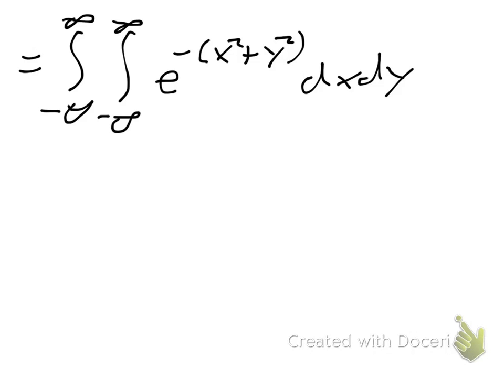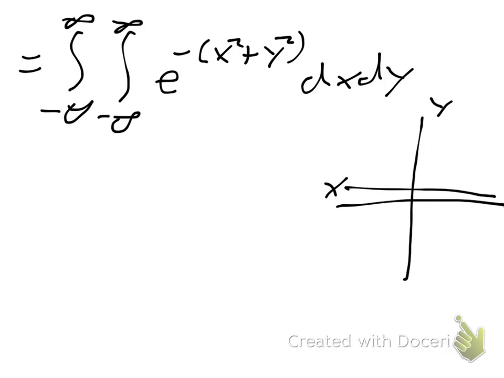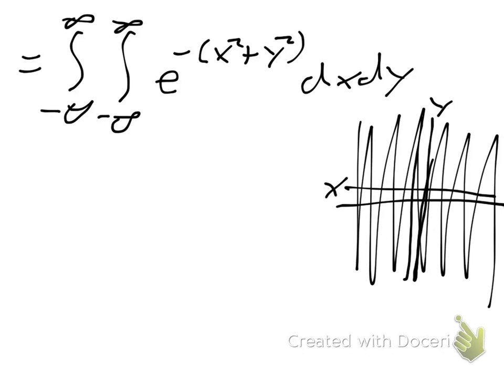So if we're going from, take a look at a graph here, x and y. If we're going from negative infinity to positive infinity in the x domain, and negative infinity to positive infinity in the y domain, we're going to end up covering all space. So now I want to convert to polar coordinates. That means you go out some distance r and over some angle theta. And we still want to cover up all space.